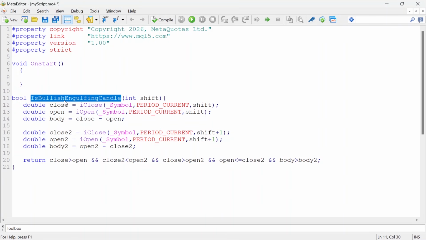So we can simply copy this. Instead of just returning true or false, we can just store this and say is bullish, is engulf.